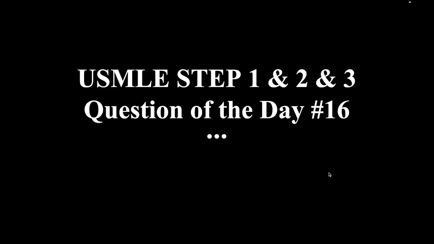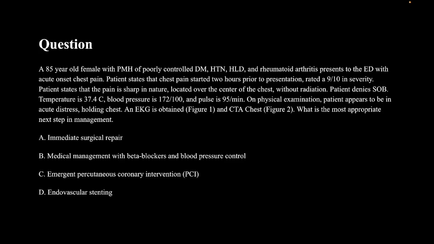Hey everyone, so today I'm back with another mock USMLE question. This is going to be question number 16. So the question is, you have an 85-year-old female with past medical history for poorly controlled diabetes mellitus, high blood pressure, hyperlipidemia, and rheumatoid arthritis, who presents to the ED with acute onset chest pain.